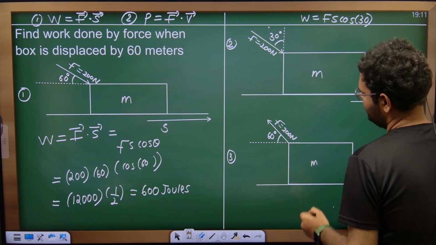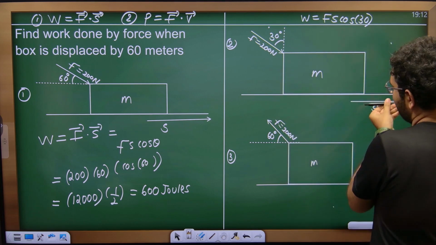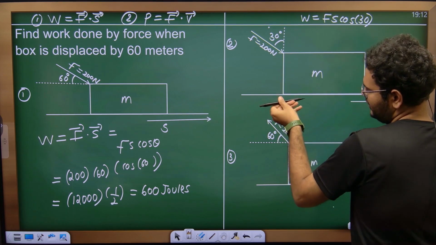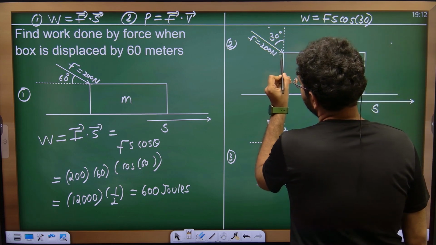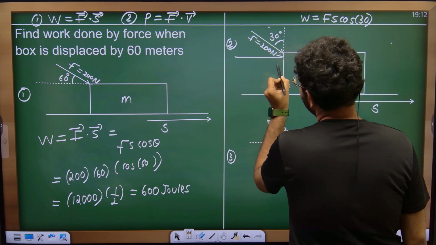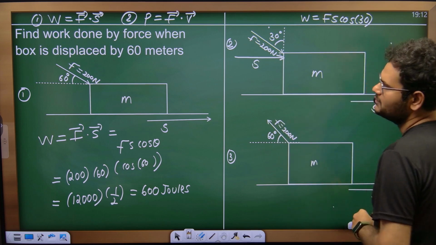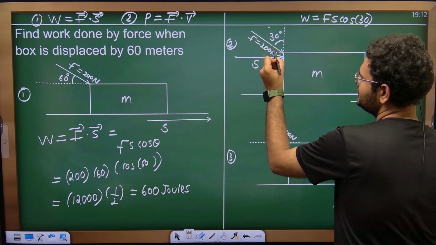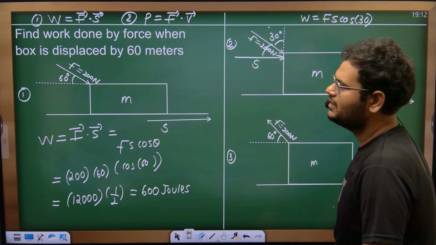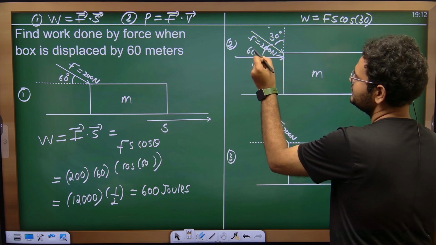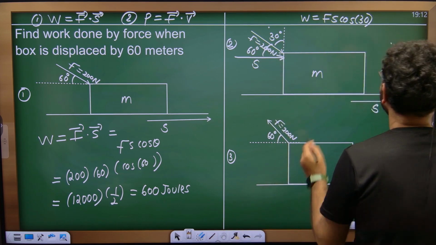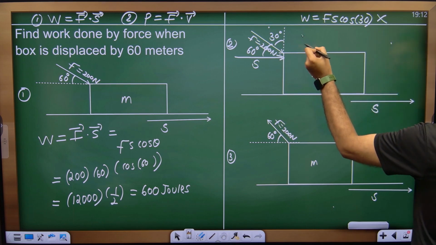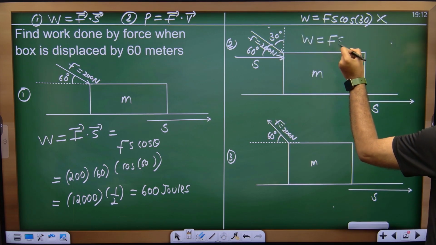What we will do, I will draw S vector over here. Shift this vector this side, backward shifting, upward shifting. No impact, sir. Okay, fine. This actually is my displacement vector. So which angle should you take, sir? This angle I should take. What is this angle? If this is 30, then this is 60. That means this is wrong. I should write work done is equal to Fs cos 60.